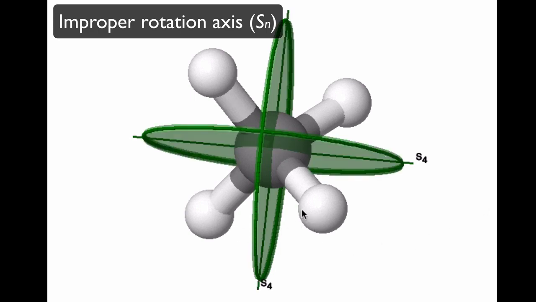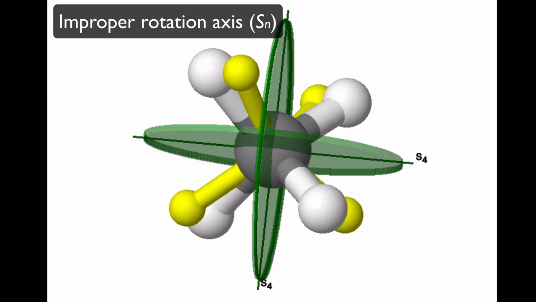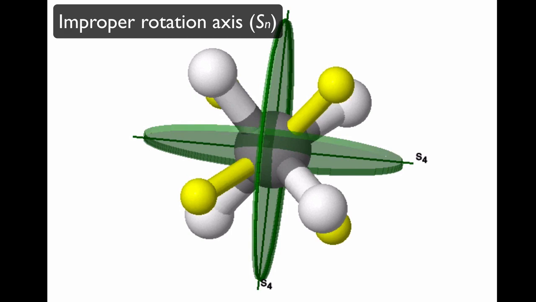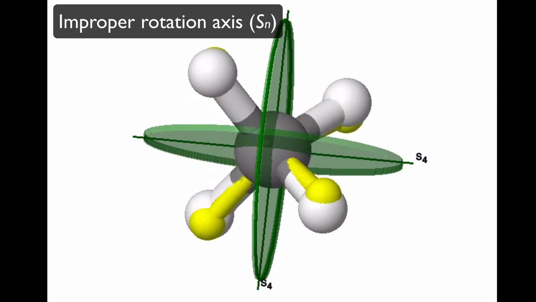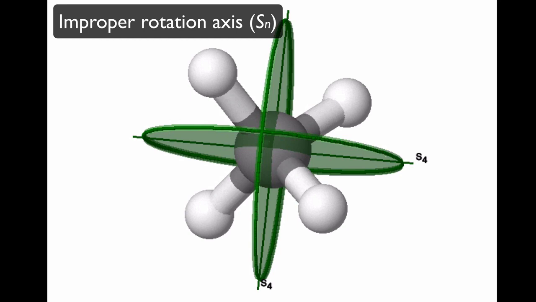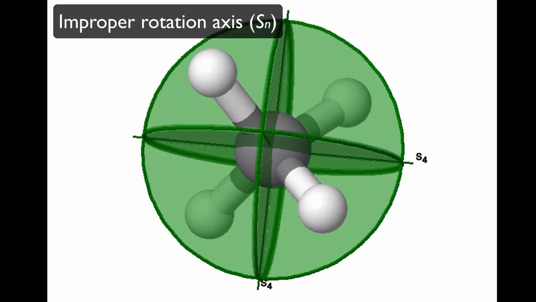Okay, so these two here, they're going to rotate by 360 degrees divided by 4. They're going to rotate 90 degrees, and then they're going to reflect through the horizontal plane. There it goes. Rotation, reflection, rotation, reflection. And the first one, rotation, reflection. Now, there's one more S4 axis here. And we're looking straight down the axis. It's the one that's coming out of the molecule towards us.